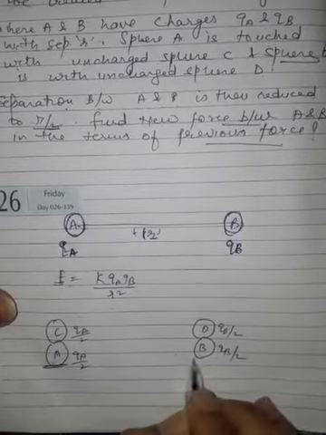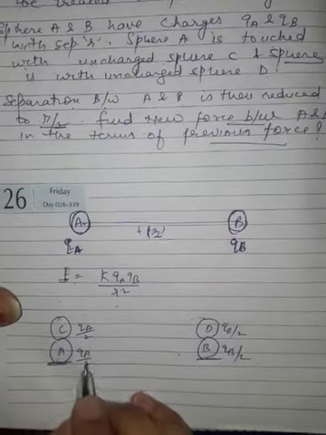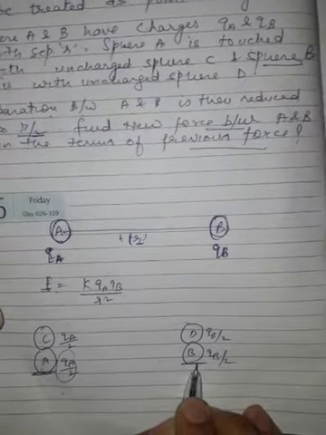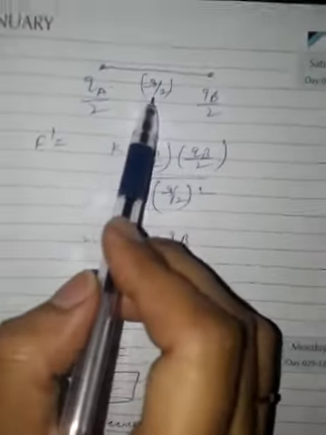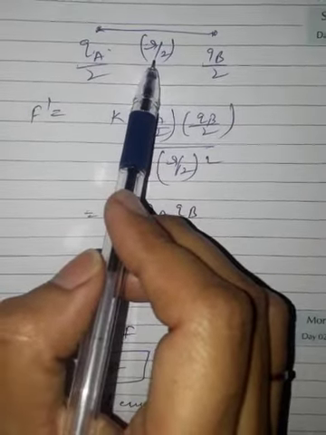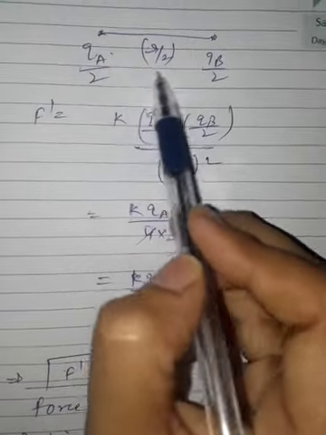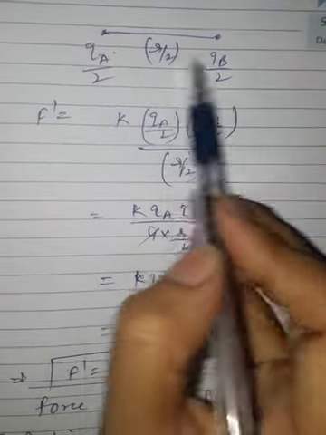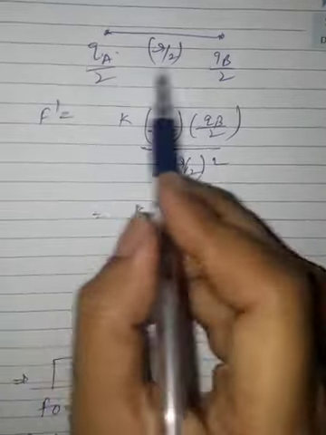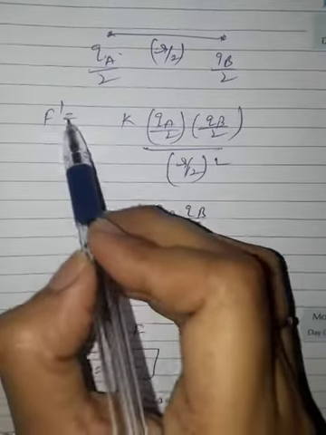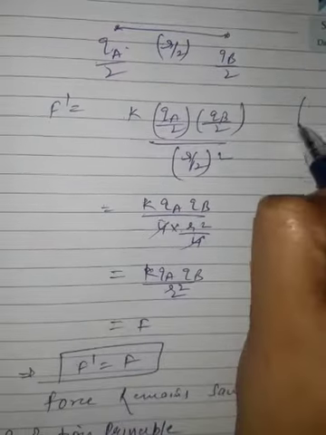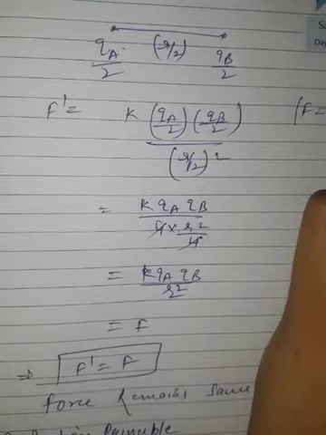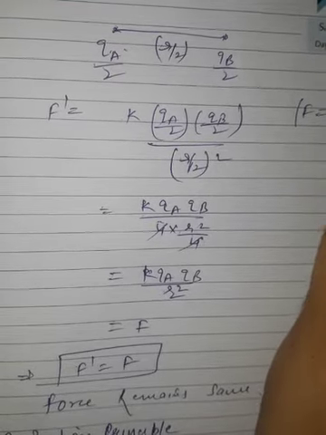Now what is the net charge on A and B? The charge on A is QA by 2 and the charge on B is QB by 2, and they are placed at a distance R upon 2. Now find the new force. Let the new force between these two charges, as per Coulomb's law, be F dash, which is equal to K Q1 Q2 by R square.